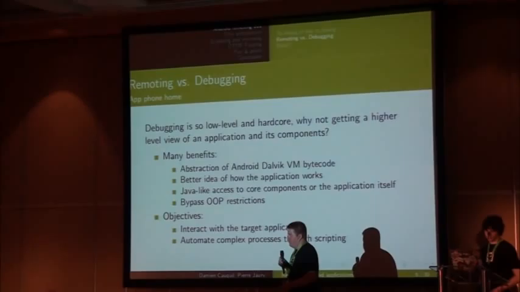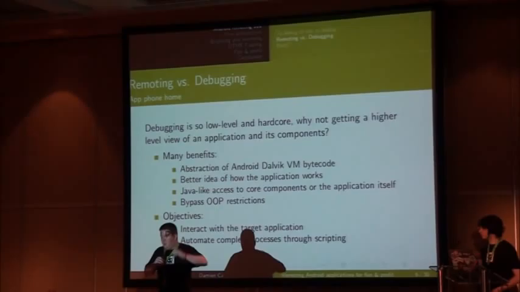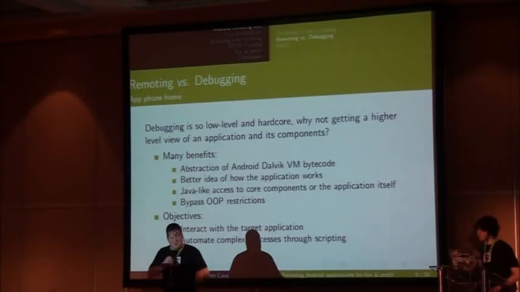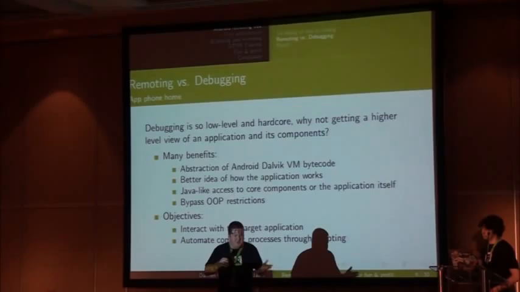The objective of this high-level view of the application is to interact deeply with the application, not being restricted by debugging. If you debug an application, you have to connect to the DDMS and just have access to some properties and bytecode. So the main idea of remoting is to get a bit higher and have access to the core components just as if we were developing in Java.